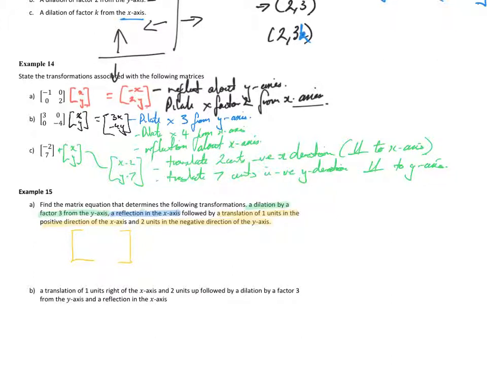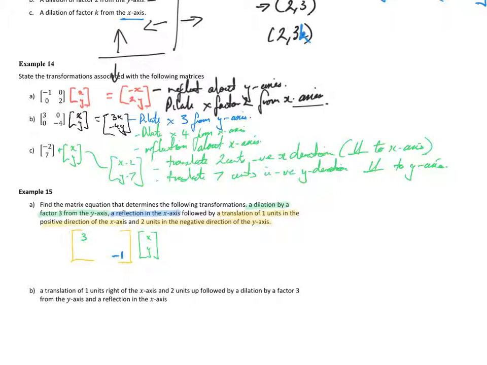Let's go with the green one. A dilation by a factor of 3 from the y-axis. So it's from the y-axis, the x value gets affected. And if I want to affect the x value, I need to be here. A reflection in the x-axis means my y value is swung about. So let's go here. That affects the y value.